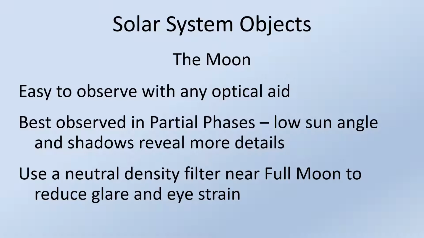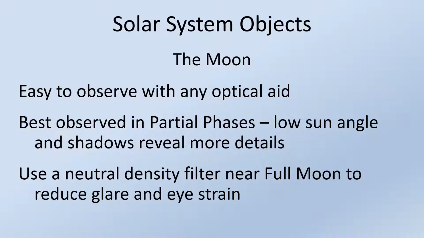Between first quarter moon is a great time to look, because the line between daylight and night on the moon is called the terminator. And when you look on the terminator, that low sun angle casts shadows. So mountains and craters and everything, you can see the depth. You can see the shadows, and you can see the light in the dark areas.